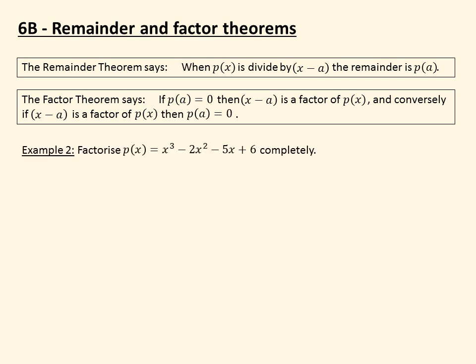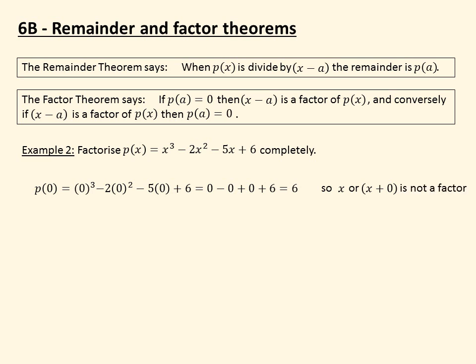We can use this factor theorem to help factorise cubic expressions. So the first thing we need to do on this cubic is to find a number, so that when we evaluate the polynomial at that number, we get 0. So first we're going to try 0. If we put that into the polynomial and evaluate it, we get 6. So this tells us that x, or x plus 0, is not a factor.